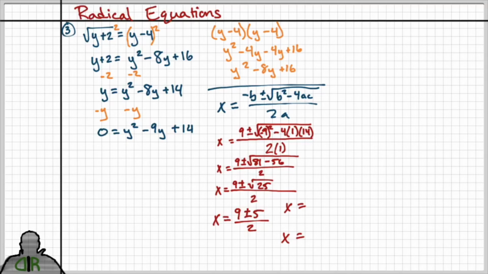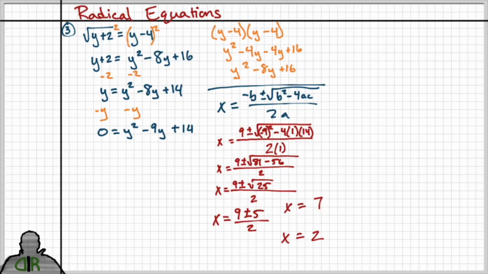Okay, so 9 plus 5 is 14 over 2, which is 7. And then 9 minus 5 is 4, so that's 4 over 2, which is 2. So we have two answers here. We need to figure out which one's going to work, because we've got an original equation up here. This is our original equation minus that, remember, that was the steps to help solve it.